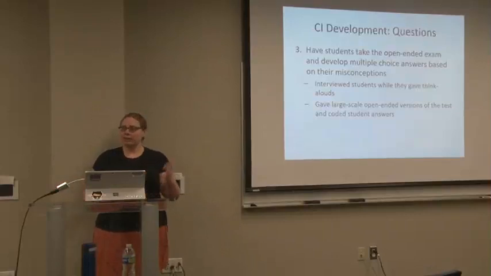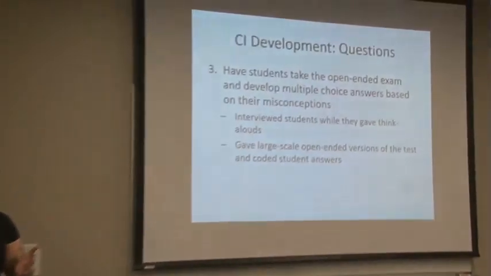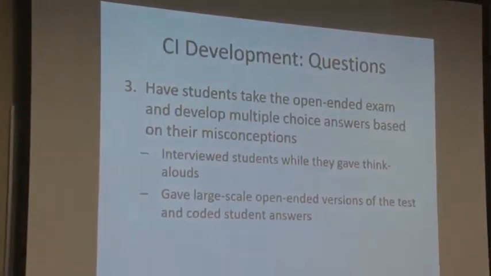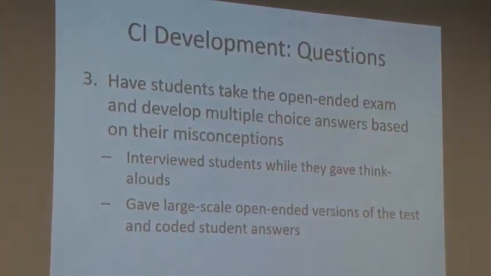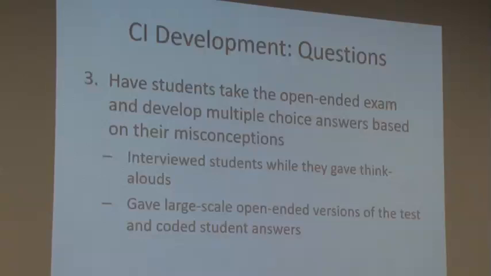After we developed these open-ended questions, we needed to develop multiple choice distractors as well as the right answer for these questions. Our goal for these distractors was to have them connected to actual student misconceptions. In order to develop these distractor answers, we did two things. We first interviewed students while they were taking the test, while they were doing what's called think aloud. So they were taking the test and narrating aloud what they were thinking as they took it.